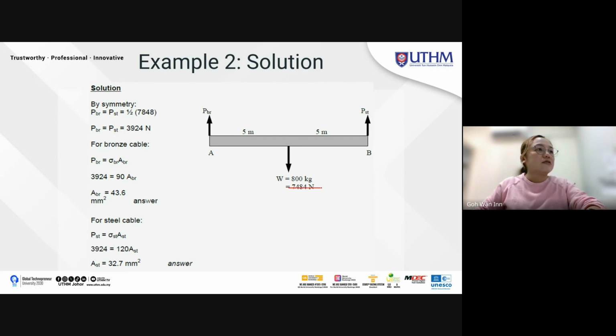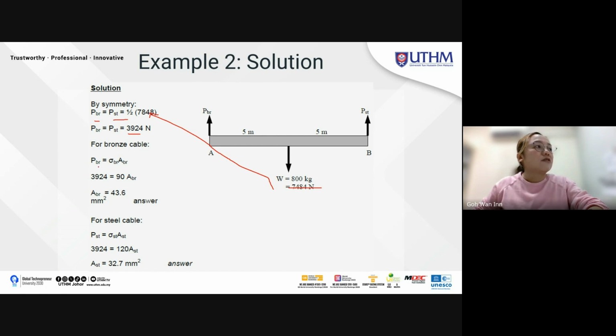So this one is not 800. This is instead of this value. Okay, this is a typo. Have you guys noticed it? So PBR and PST are the steel and the bronze. So the shade by half. So you divide by 2, each support 3924 Newton.